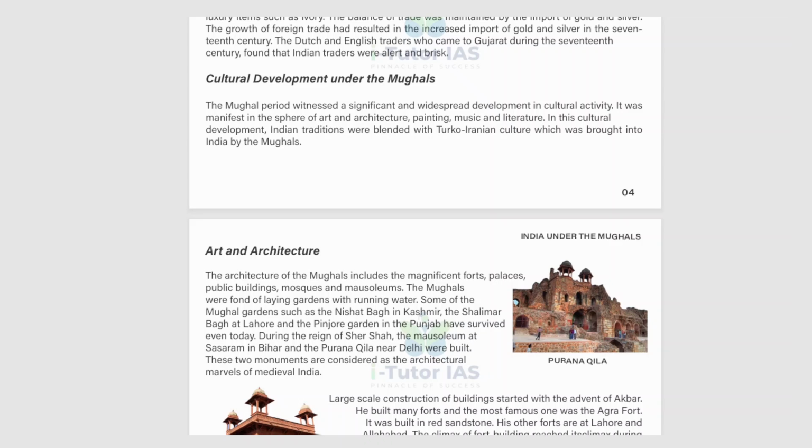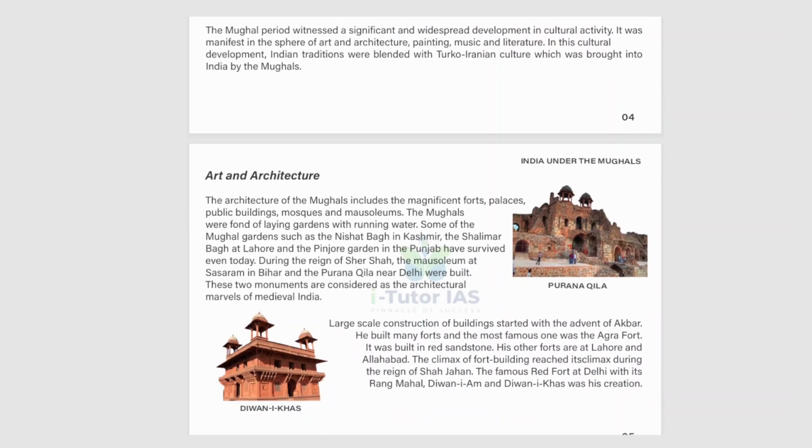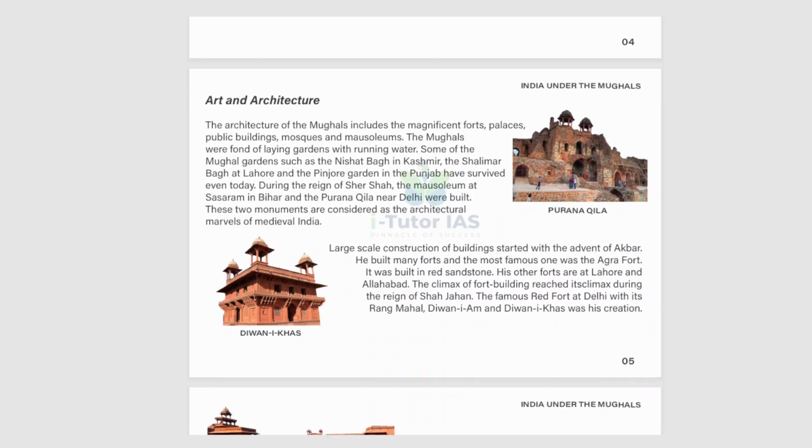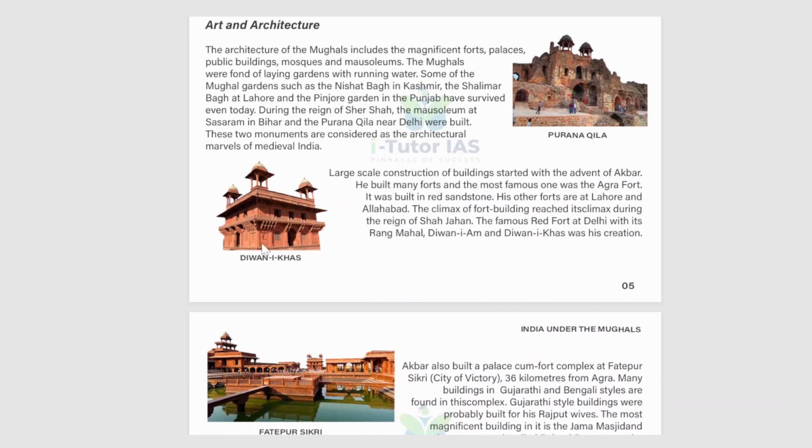During the reign of Sher Shah, the mausoleum at Sasaram in Bihar and the Purana Qila near Delhi were built. These two monuments are considered architectural marvels of medieval India. So this is a picture of Purana Qila, and this is Diwan-i Khas. Large-scale construction of buildings started with the advent of Akbar, and he built many forts. The most famous one was the Agra Fort, built in sandstone. His other forts are at Lahore and Allahabad.